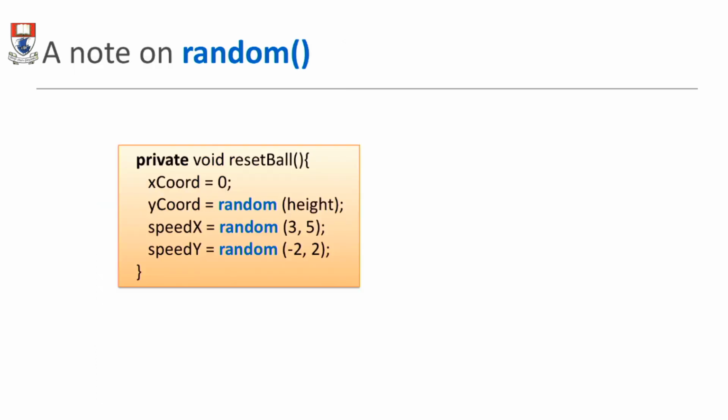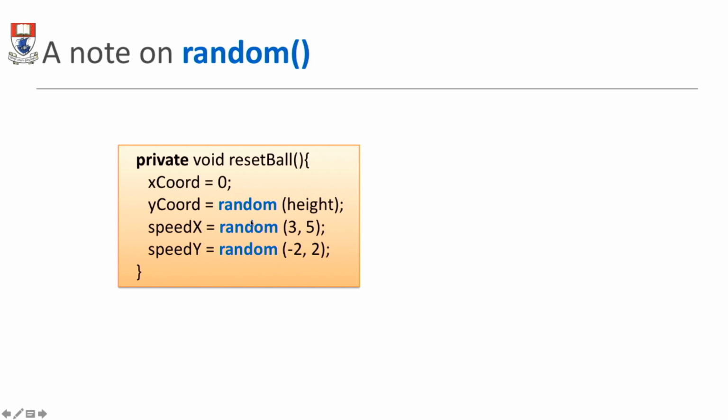Now, inside of that private member method, we have one here called reset ball. And what reset ball is going to do is it's going to use some randomness. And randomness is what makes the game unpredictable. So it's never the same. Every time it runs, it runs differently each time. And that's because we're using some random numbers.